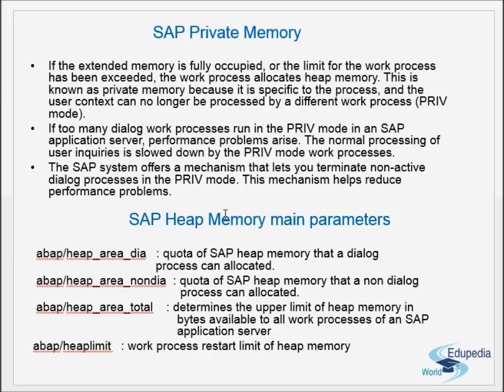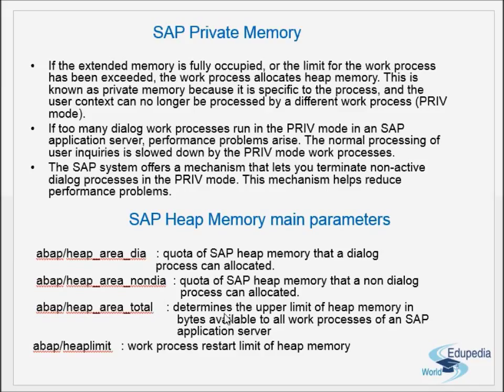These are the different parameters in the heap memory. Heap area dia is the quota of the SAP heap memory that a dialog process can be allocated. Heap area non-dia is the quota of the SAP heap memory that a non-dialog work process can be allocated. So dia is for a dialog work process, non-dia is for a non-dialog work process. Heap area total determines the upper limit of the heap memory in bytes available to all work processes of an SAP application server. So this is the total heap memory that all the work processes can use.